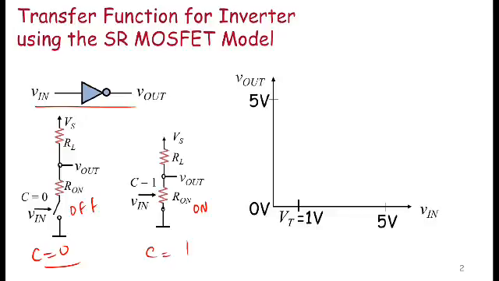So I can now look at the various values and see what the voltage transfer function really looks like. And to do the plot, let me make the assumption that RL divided by R on is 10. Okay, I'm going to pick my MOSFET such that RL divided by R on equals 10.